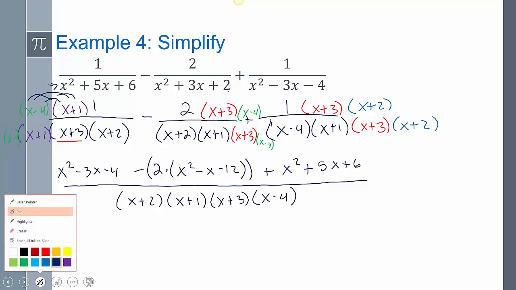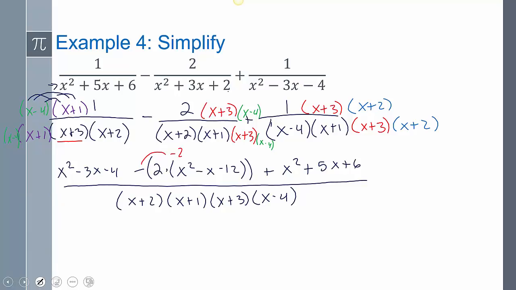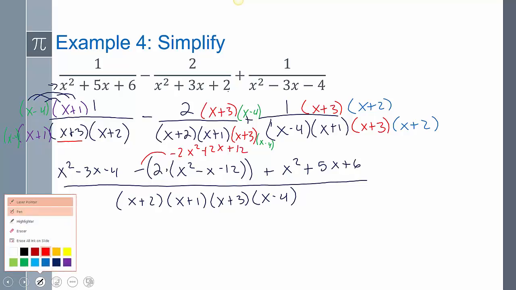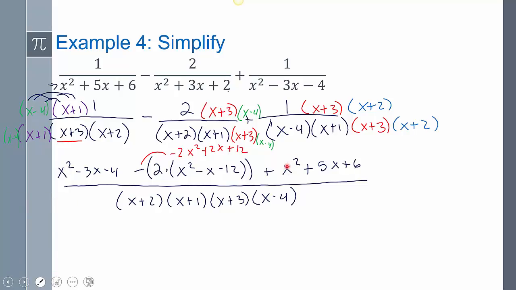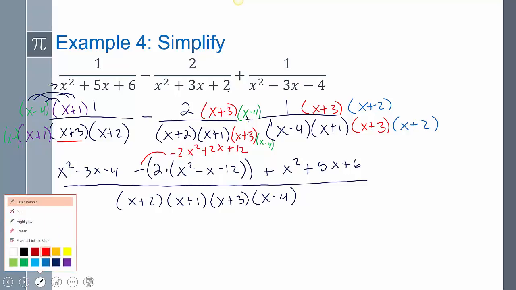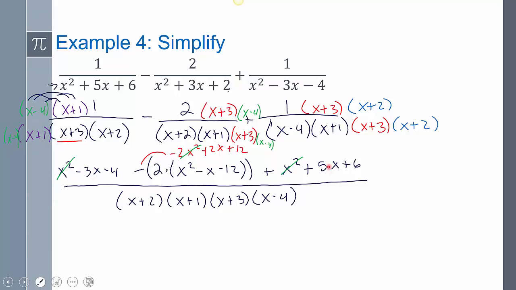So now we got to simplify this. So this negative 2 is going to distribute everything. So that's negative 2x squared plus 2x plus 12. So now, combining like terms, x squared plus x squared is 2x squared minus 2x squared, so actually those will cancel out. Then we have the minus 3x, 2x, and 5x. So negative 3x plus 2x is minus x plus 5x is 4x. Negative 4 plus 12 is 8. 8 plus 6 is 14. And that's going to be all over the denominator.